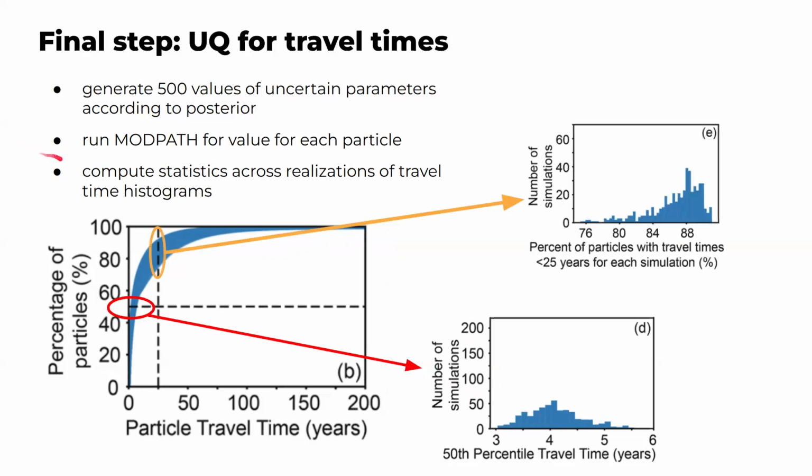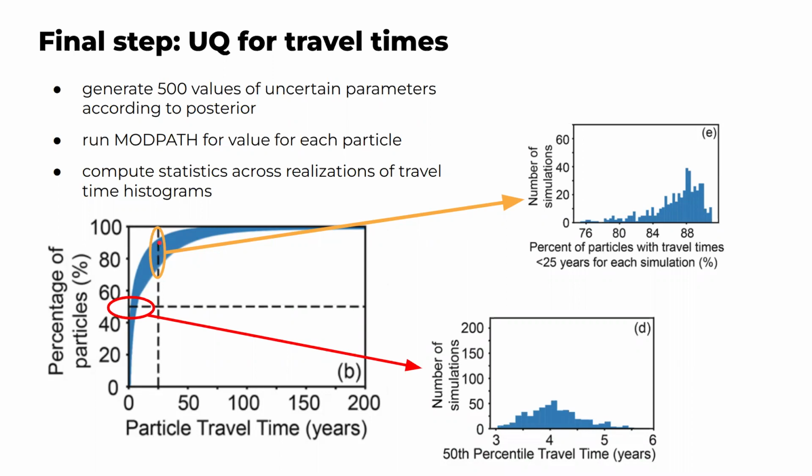If you instead cut this plot vertically here, you are fixing the travel time in years, let's say 25 years. This tells you the percentage of particles that have a travel time of less than 25 years across those 500 simulations. Let's say 88%, but in any case more than 76 and less than 90. So let's say 80 to 90% of particles are out of the domain in less than 25 years.